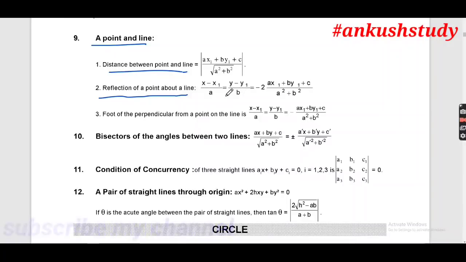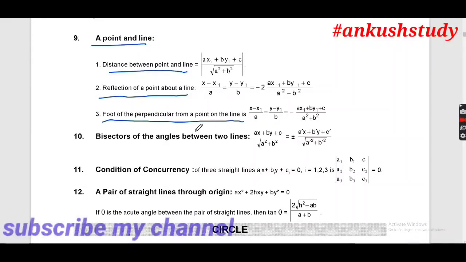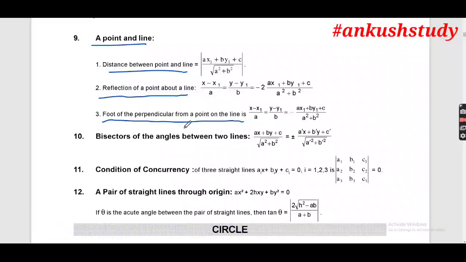(x minus x1) upon a is equal to (y minus y1) upon b is equal to minus 2 (ax1 plus by1 plus c) upon a square plus b square. And this is the foot of a perpendicular from a point on the line. The formula is (x minus x1) upon a is equal to (y minus y1) upon b is equal to minus (ax1 plus by1 plus c) upon a square plus b square.